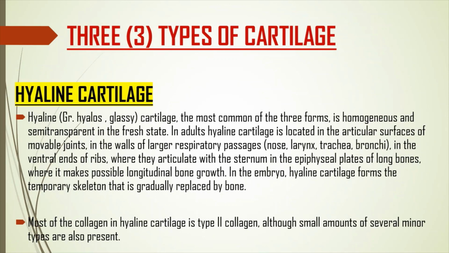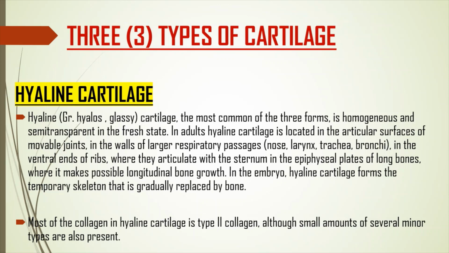Now, let's look at the 3 types of cartilage. The first one being hyaline cartilage. Hyaline cartilage is the most common of the 3 forms and is homogeneous and semi-transparent in the fresh state. In adults, hyaline cartilage is located in the articular surfaces of movable joints, in the walls of larger respiratory passages, such as the nose, the larynx, the trachea, and the bronchi.